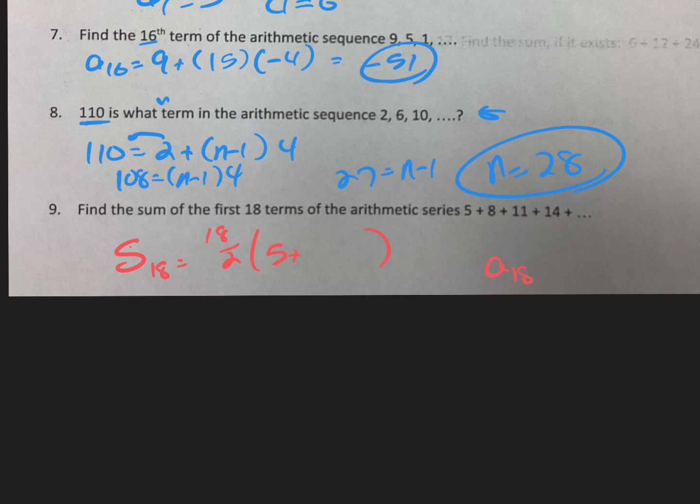So I'm going to need the 18th term. The 18th term is the first term plus n minus 1, which is 17, times d. D is 3. 17 times 3 is 51. 51 and 5 is 56. So it gives me 9 out here, 61 in there. 9 times 61 is 549.